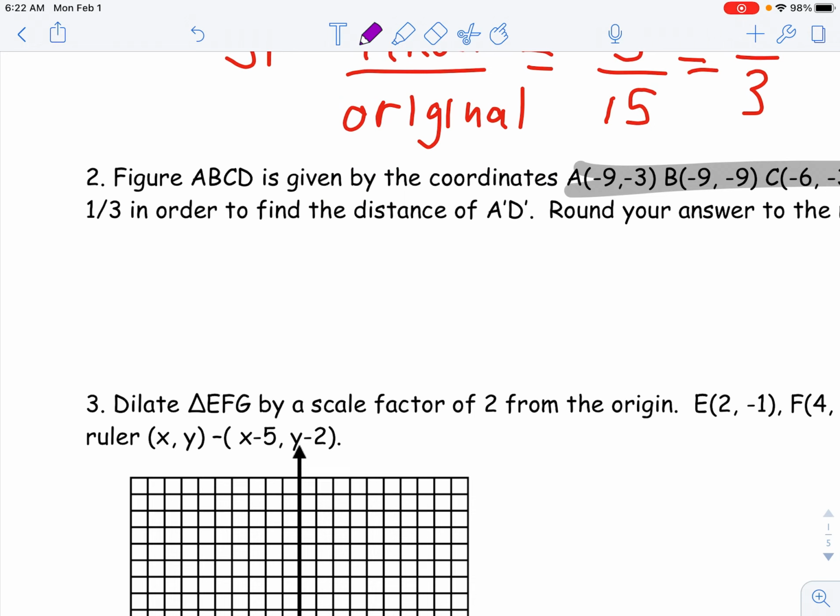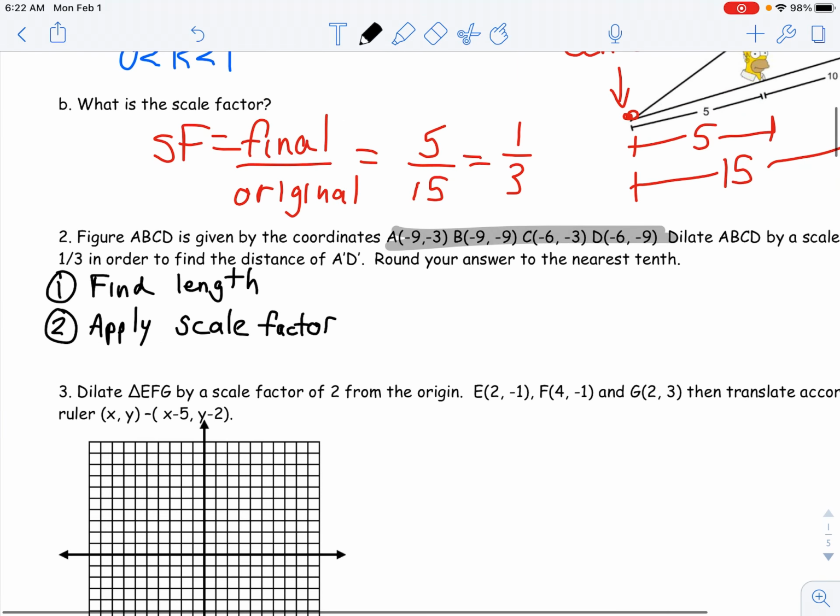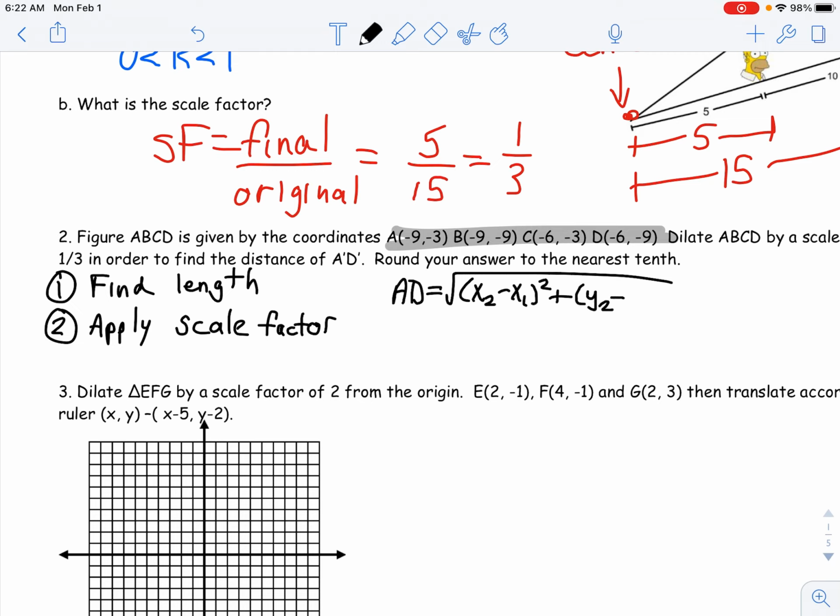My suggestion is find the length first, then apply the scale factor. That's just what I like to do. Technically, you can do these in reverse. You can apply the scale factor first, but you might run into decimals, or something quirky might happen. Then you can find the length. This is just my suggestion. So we're going to find the length of AD: x sub 2 minus x sub 1 squared, and so on and so forth.